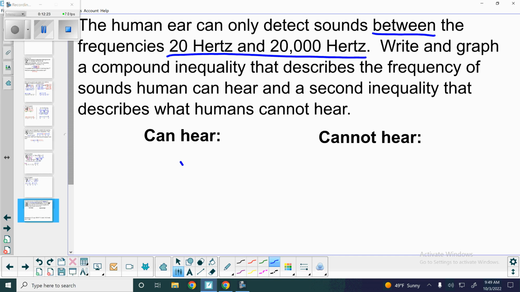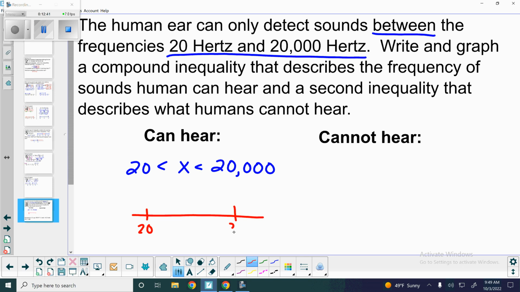Okay, so our x value is going to be less than 20,000. But it's also going to be greater than 20. If I wanted to graph what that looks like here, I would need to point at 20. I would need to point at 20,000 and do 20K for that. Both of those points would be open, and x is somewhere between that. This is my range of frequencies that I can hear.